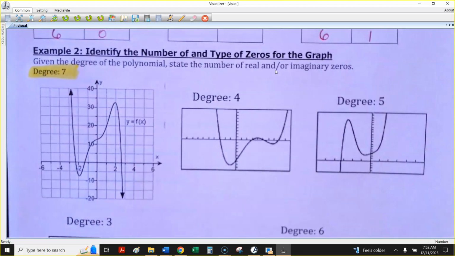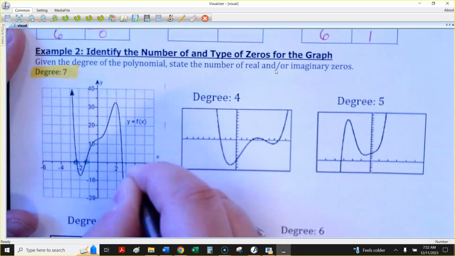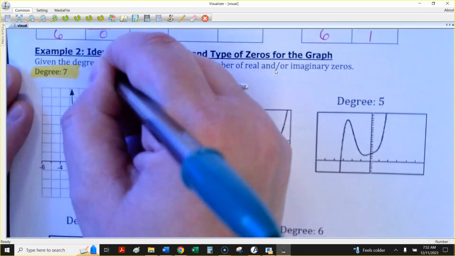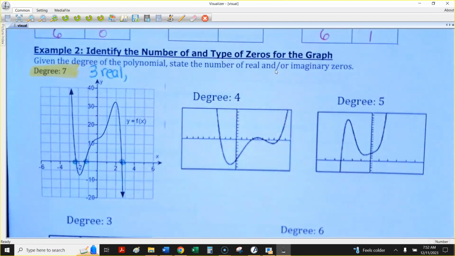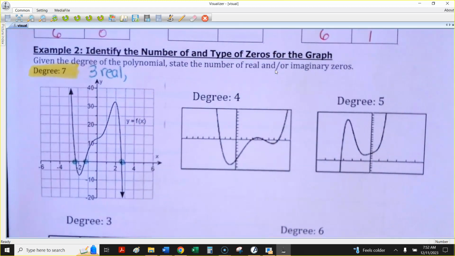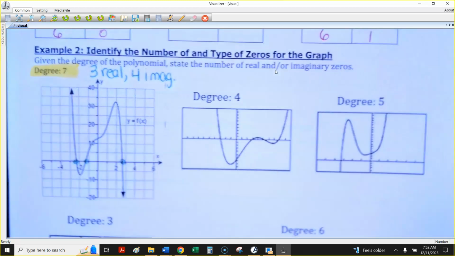Go ahead. 3, definitely. Okay, so yeah, right here. And it doesn't matter what they are. I'm just looking where it touches or crosses the x-axis, I can see 3 real. Okay, if this is a 7th degree, how many imaginary solutions does this have then? 4. It has to add up to 7. So this would be 4 imaginary. I'm just going to kind of abbreviate that.